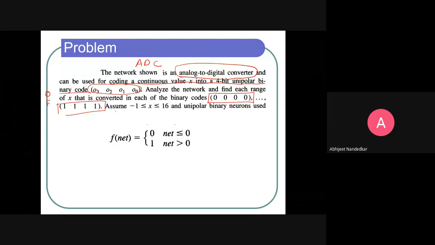And the input is assumed to be in the range -1 to +16. And the neurons are, remember, binary unipolar neurons. It means that the output is 0 when the net value is less than or equal to 0, and the output is 1 when the net value is more than 0. So this is the thing you should remember.